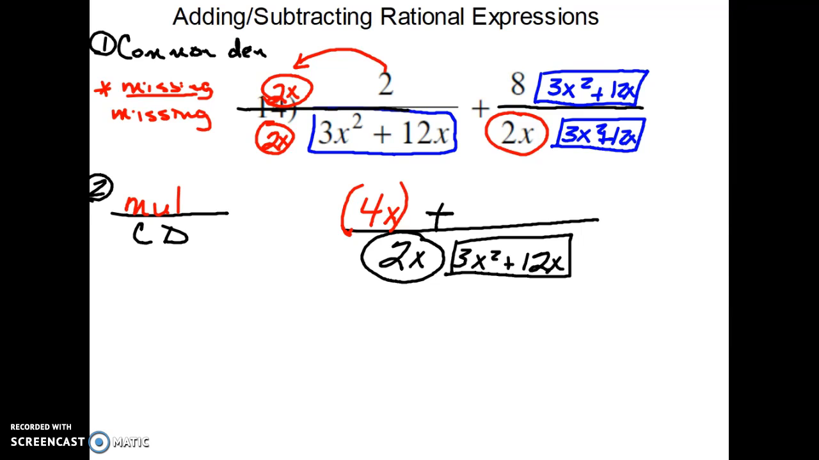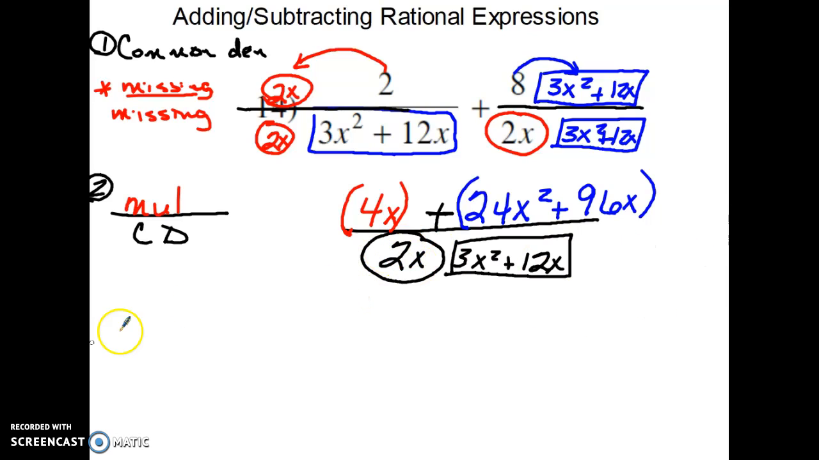And on the right side, I'm going to take this 8 and I'm going to distribute. I'm going to multiply it to everything inside my rectangle. So 8 times 3x squared gives me 3 times 8 is 24, so 24x squared. And 8 times 12x, 8 times 12 is 96. There's my x. And I'm putting parentheses around it to show this is everything on the right side.